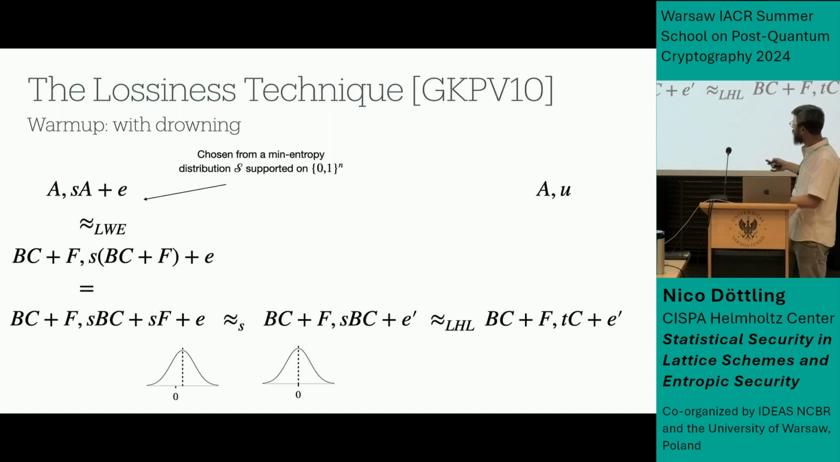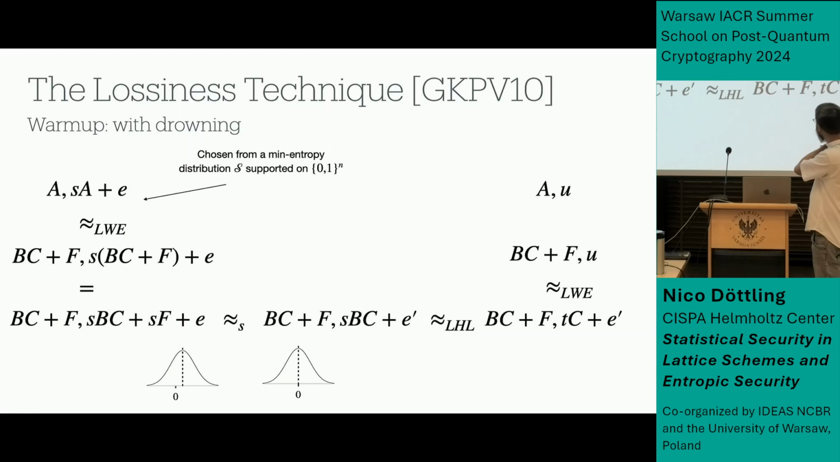can just use the leftover hash lemma to argue that this SB is statistically close to a uniformly random T, right? Because I chose S from a high min entropy distribution. Replacing SB with T is just the LHL, and once I'm here, I can just once again use LWE, this time with a matrix C instead of A, to argue that TC plus E prime is computationally indistinguishable from uniform, and now I'm just reversing this step of replacing A with BC plus F, and replace it with a uniformly random matrix A.